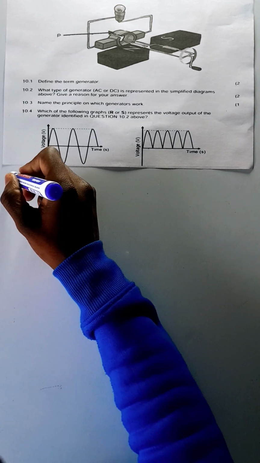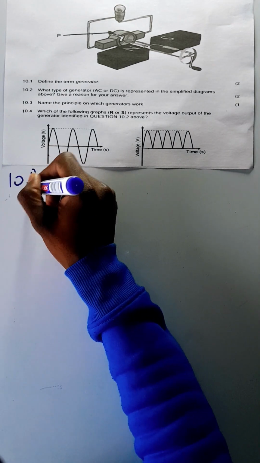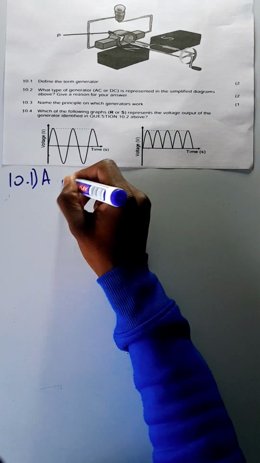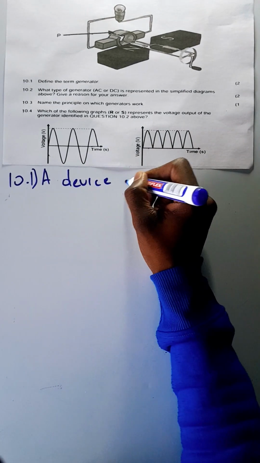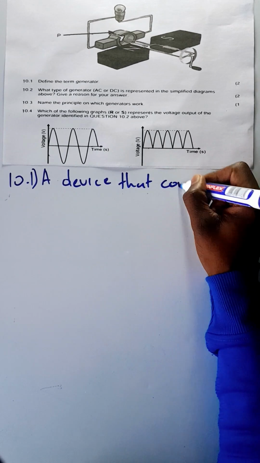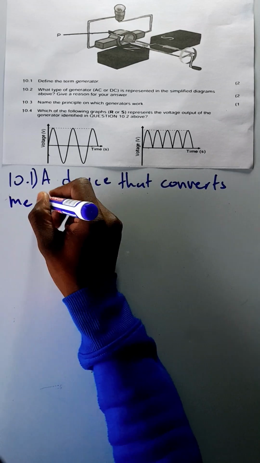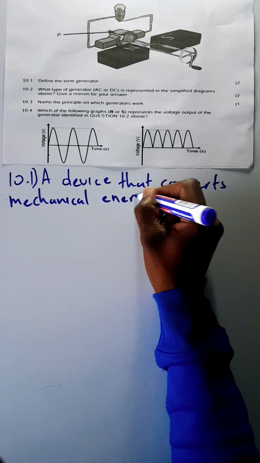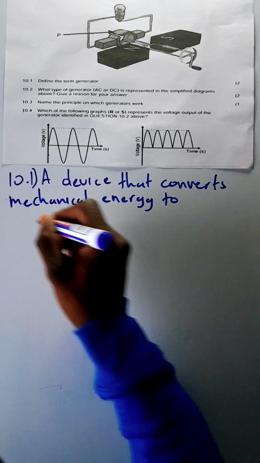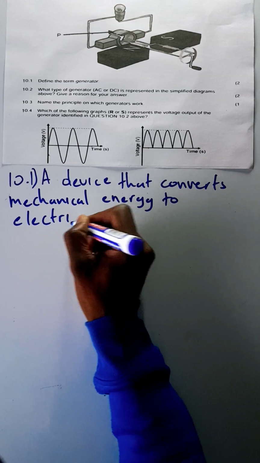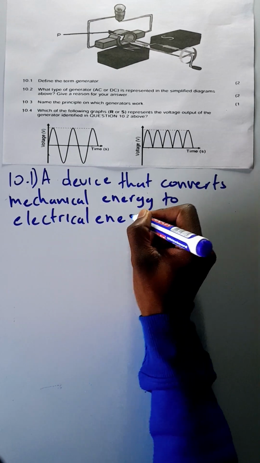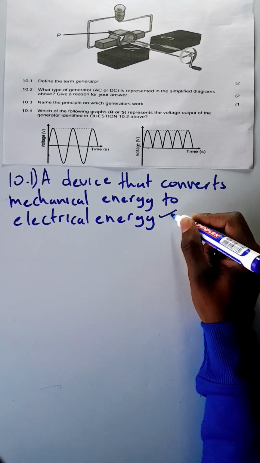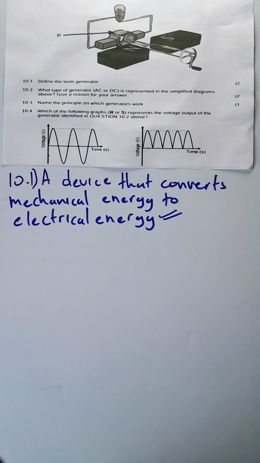Okay, 10.1 says now define the term generator. The generator is a device that converts mechanical energy, movement energy, to give us electricity, electrical energy. It's a device that converts mechanical energy to electrical energy.